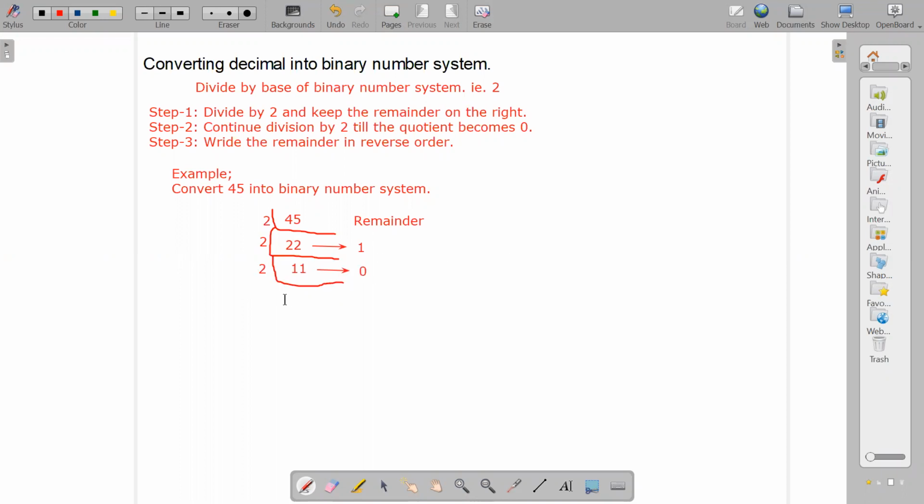2 how many times to get 11? So 2 4s are 8, 2 5s are 10, 2 6s are 12. 12 is greater than 11, so 2 5s are 10. Remainder is 1. Now again we will divide this. 2 how many times to get 5? 2 2s are 4. Remainder is 1.